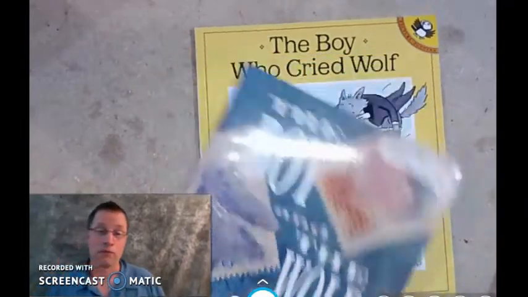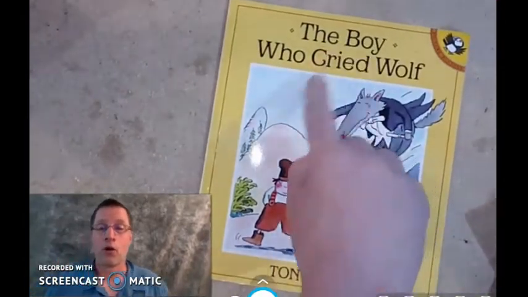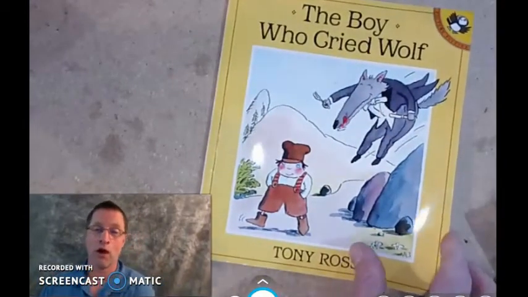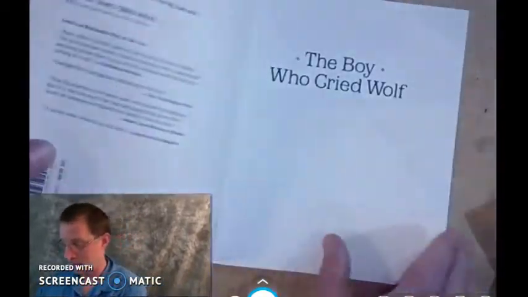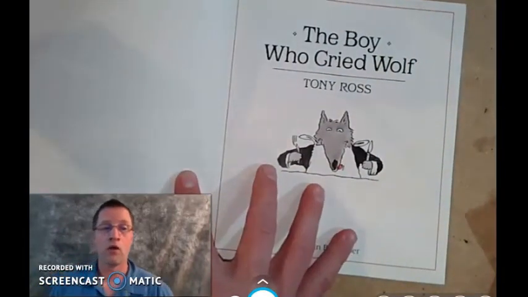Let's see if we can make some text-to-text connections with this version. This is called The Boy Who Cried Wolf, and it's by Tony Ross. And here we go. The Boy Who Cried Wolf.